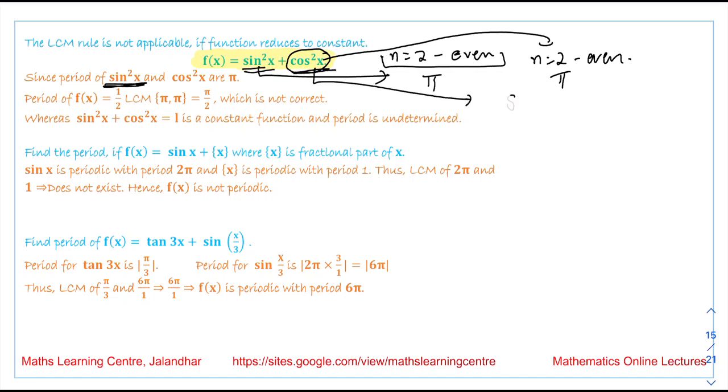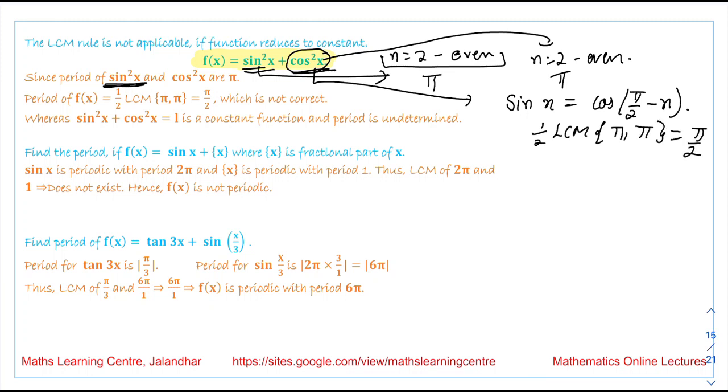If we look at these two functions, we have sin x is equal to cos of pi by 2 minus x. So, which condition is it satisfying? It is satisfying that f1 and f2 are complementary pairwise comparable functions. Then we know that the period of this function should be 1 by 2 LCM of pi and pi. So, the answer would be pi, but this answer is not correct.